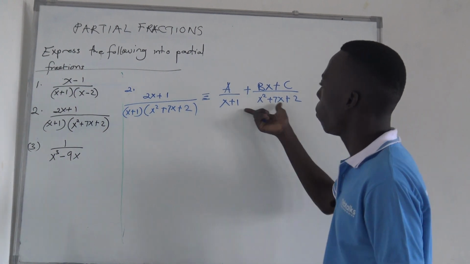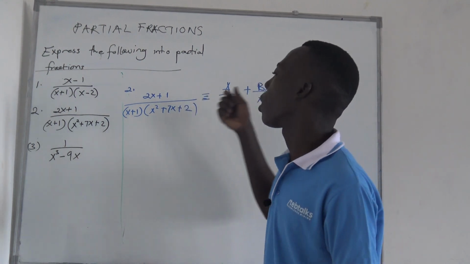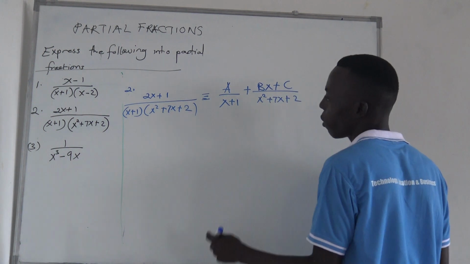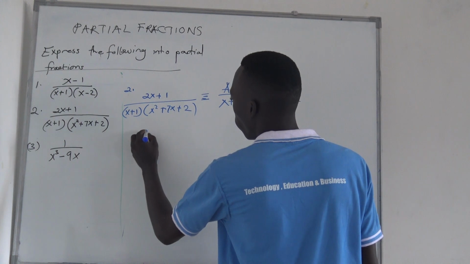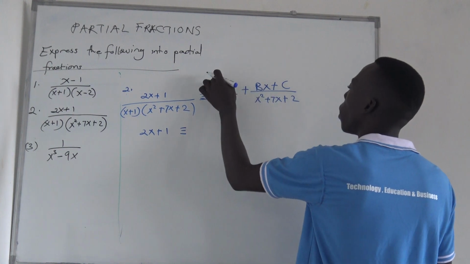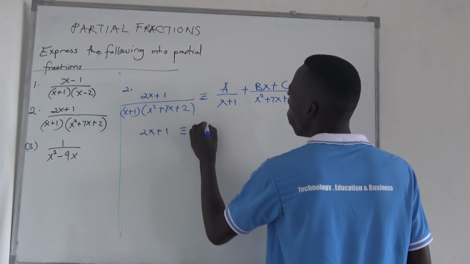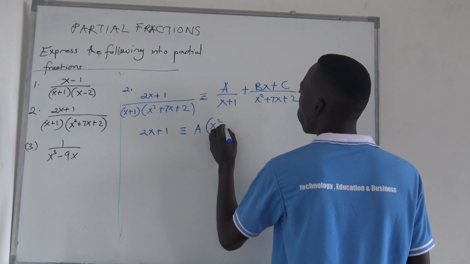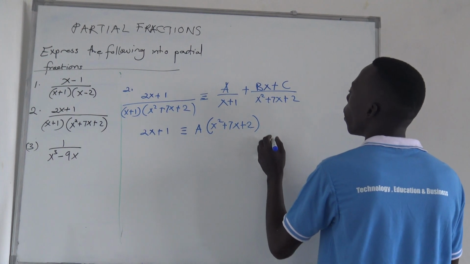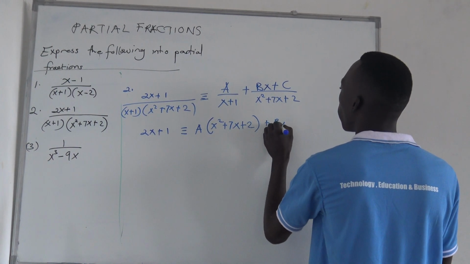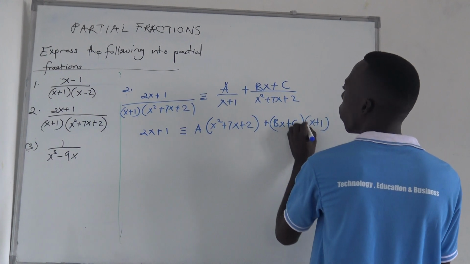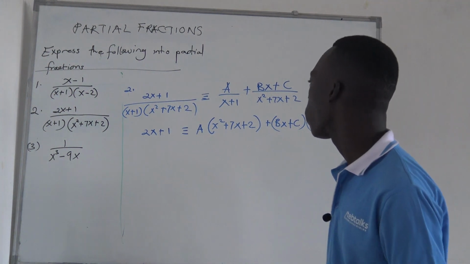So I'm not going to continue to get the LCM like the way we did the first, get the LCM and then multiply through by the LCM. So here, since I know it, we are going to just say 2x plus 1 is equivalent to, after getting the LCM, a into x squared plus 7x plus 2, then plus bx plus c, then times x plus 1. So that's what we have.